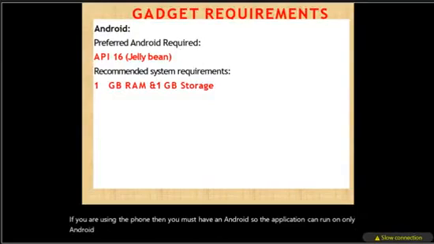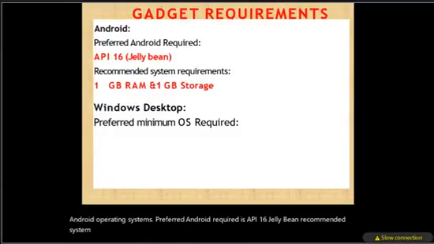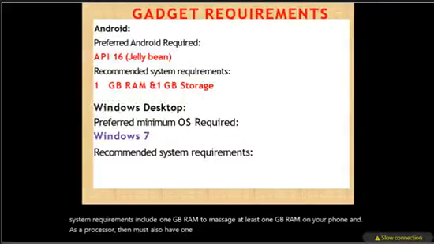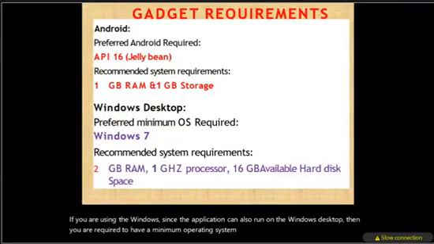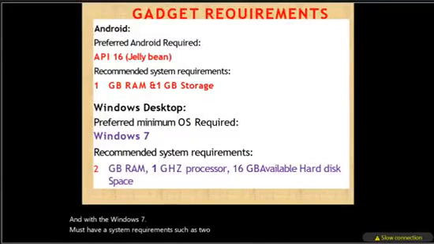If you are using Windows, since the application can also run on the Windows desktop, you are required to have a minimum operating system such as Windows 7. With Windows 7, you must have system requirements such as 2 GB RAM, a 1 GHz processor, and 16 GB available hard disk space to be able to run the application on your Windows desktop. So clearly, the application runs on both Android devices and Windows desktop devices.